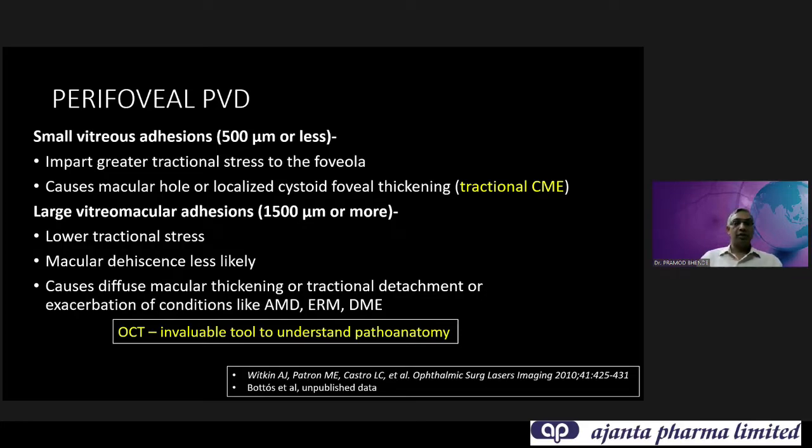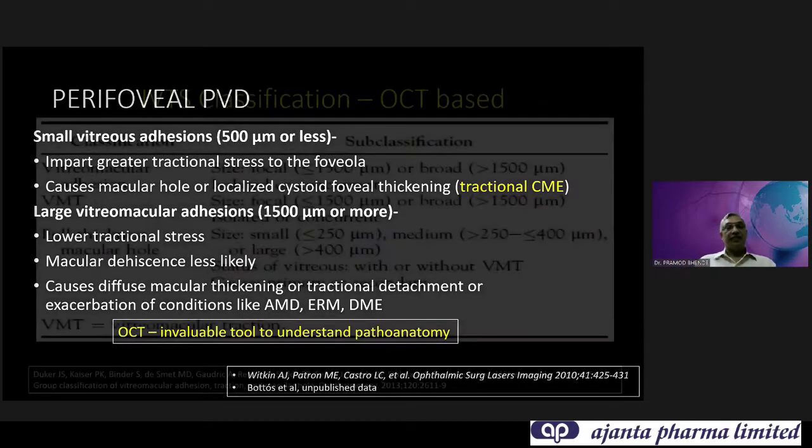As against that, when you have a broad adhesion, probably overall stress is low. So macular dehiscence is unlikely, and it causes diffuse thickening or tractional detachment, and also exacerbation of conditions like AMD, ERM, and diabetic macular edema. OCT is an invaluable tool now to understand all these pathoanatomies.